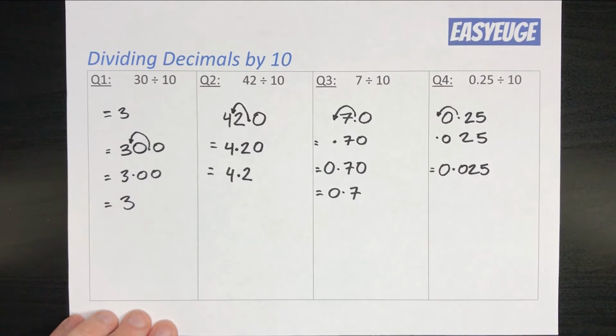So that's all you do to divide by 10. Add in the decimal point if it's not there, and then when you know where the decimal point is, move it one place to the left.